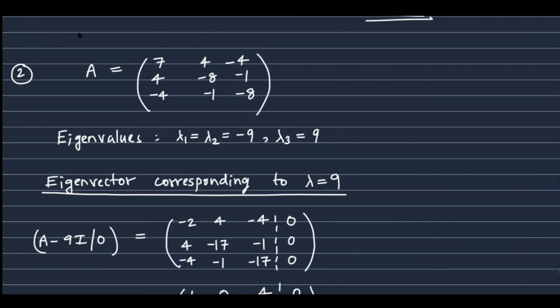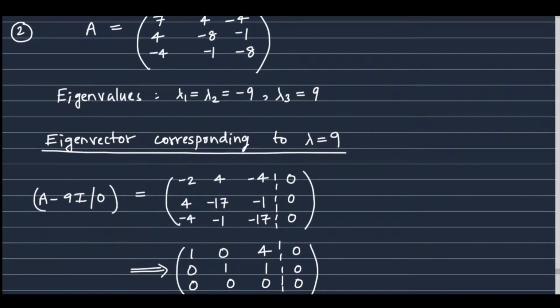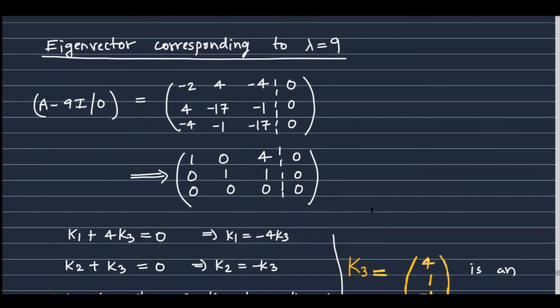Using the Gauss-Jordan method, we have this augmented matrix, and by using elementary transformation, the matrix takes this form: 1 0 4 0, 0 1 1 0, 0 0 0 0. So the first equation is k1 plus 4k3 equal to 0, and the second equation is k2 plus k3 equal to 0. From the first one we get k1 equal to minus 4k3, and from the second one we get k2 equal to minus k3.